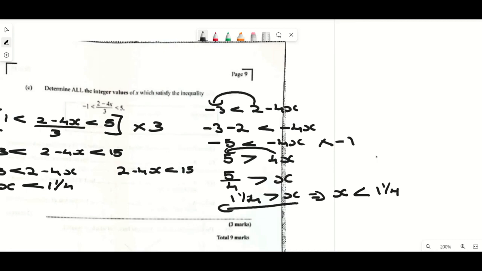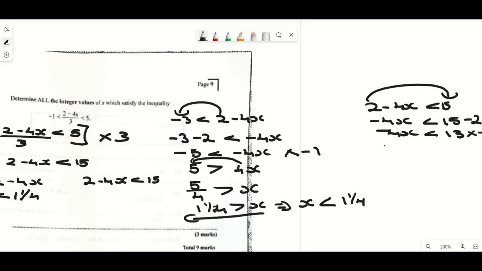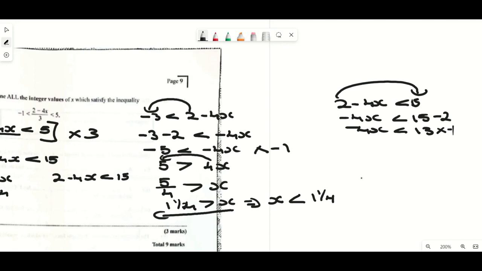Now we're going to do this part of the inequality. That inequality says 2 minus 4x is less than 15, right? Same thing, we want x to be the subject, positive x. We're going to carry across 2. That would be minus 4x is less than 15 minus 2. So that's minus 4x is less than 15 minus 2 is 13, right? We want positive x, so we're going to multiply this entire thing by negative 1. Let me just go to the side so you guys can see. Negative 1 by minus 4x will give you positive 4x.